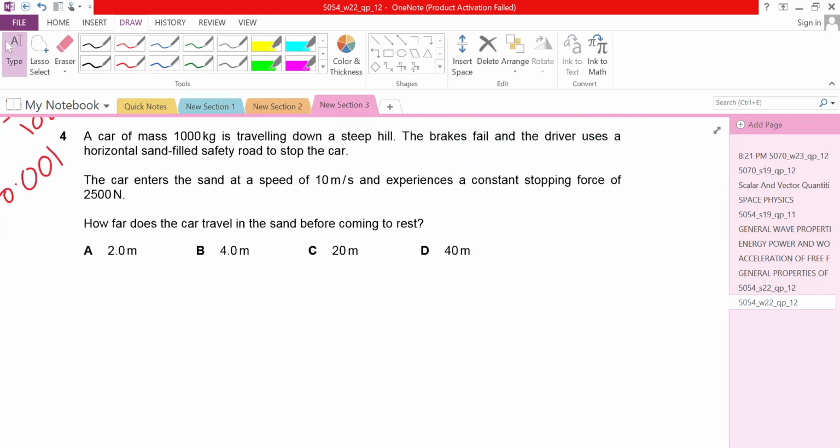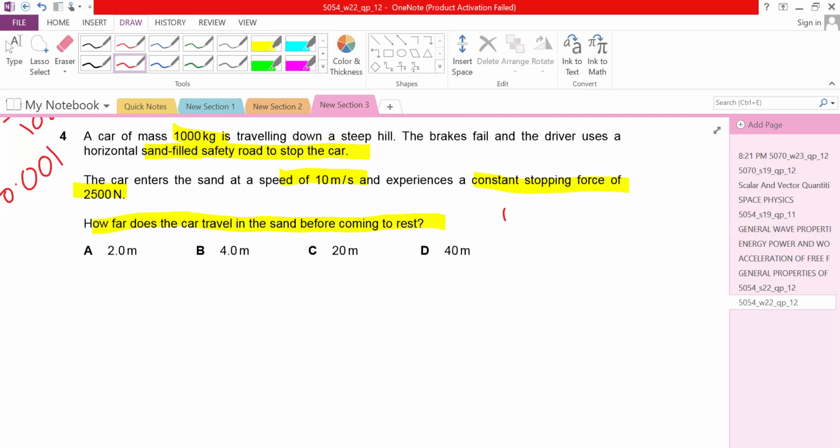Question number 4, a car has a mass of 1000 kg and is traveling down a steep hill. The brakes fail and the driver uses a horizontal sand road for safety to stop the car. The car enters the sand at the speed of 10 meters per second and experiences a constant stopping force of 2500 newtons. How far does the car travel in the sand before coming to rest? Okay, you have to find the distance the car travels before it comes to rest.